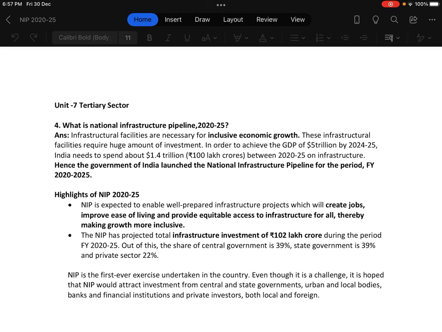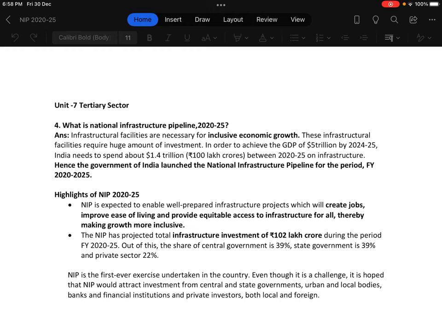So first, what is given: NIP is expected to enable well-prepared infrastructure projects. Wherever the infrastructure facilities are not available properly, what are all the essential infrastructural facilities required in the country? The project should be prepared carefully, and it will create jobs. More and more jobs should be created, and improve ease of living.